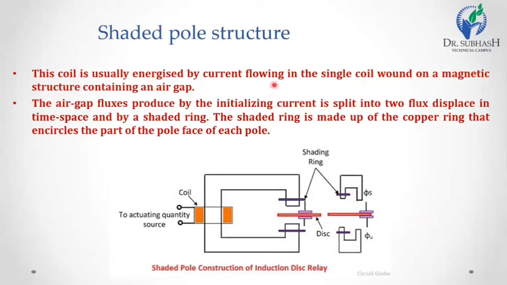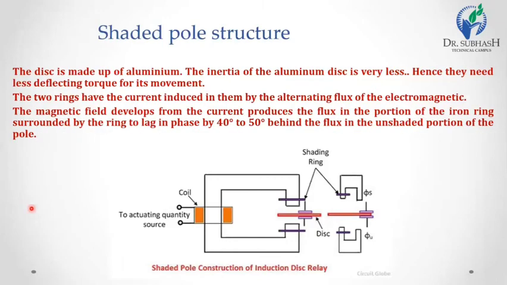This coil is usually energized by the current flowing in a single coil wound on a magnetic structure containing an air gap. This is the air gap. The air gap flux produced by the current is split into two fluxes displaced in time and space by a shading ring. So it will split, and the shading ring is made up of a copper ring, as you know. This disc is made up of aluminum.